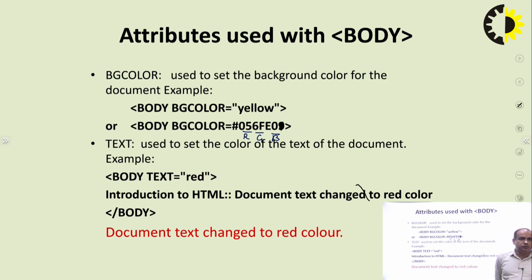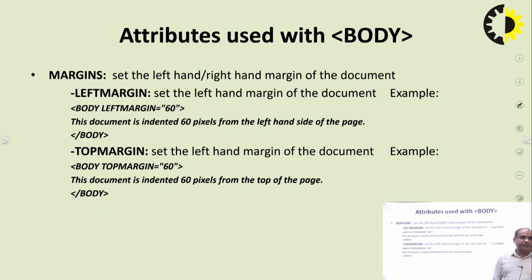Text is used to set the color of the text in the document. For example, if I want to color my text, I will write body text equal to red, or a hexadecimal value. So the document text will be changed to red, as I will see in the output on the web page.